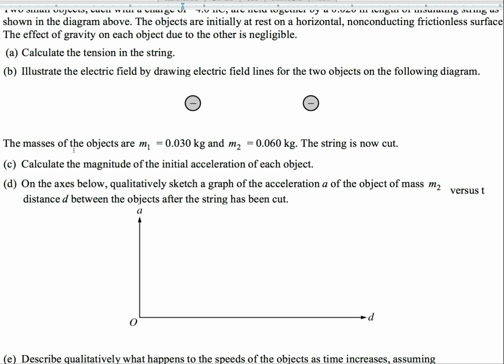So now they're telling us the masses of the objects M1 is 0.03 kilos and M2 is 0.06 kilos, and the string is now cut. And they want to calculate the magnitude of the initial acceleration of each object.